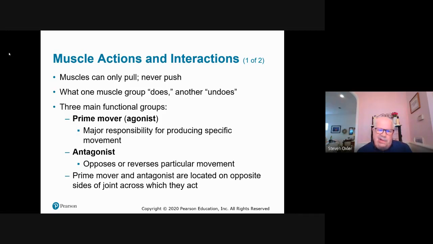The interesting thing to know is that the agonist and the antagonist are located on the opposite sides of the joints in which they act. Like flexion and extension, there are muscles on the flexion side of the joint, and there are muscles on the extension side of the joint. And those two movements are against each other, flexion and extension. All right?